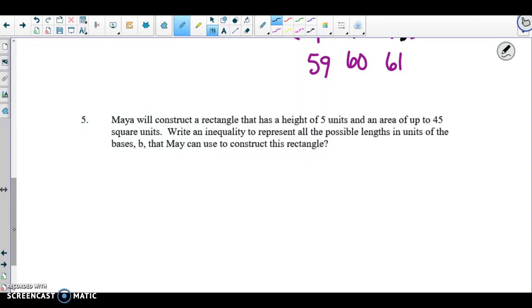Well, first thing we need to remember is area of a rectangle. So if we find that, we take base times height to equal the area. Here's the difference though. This one isn't saying it equals 45. It's saying it's up to 45. That means it can be 45 or less.